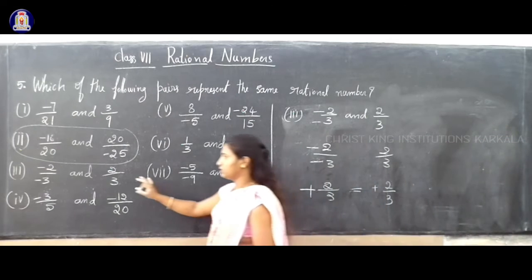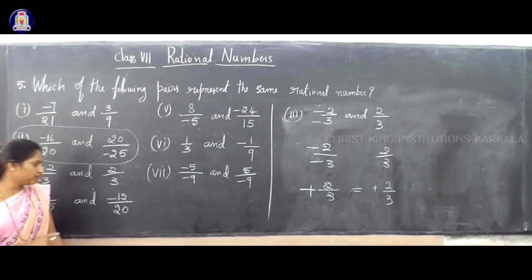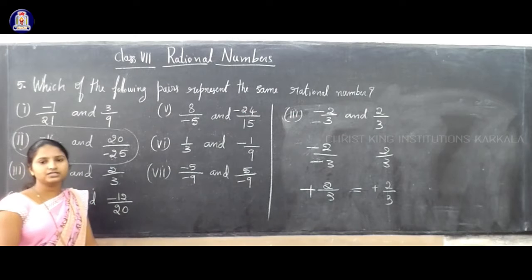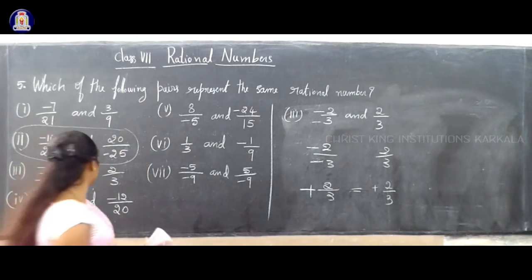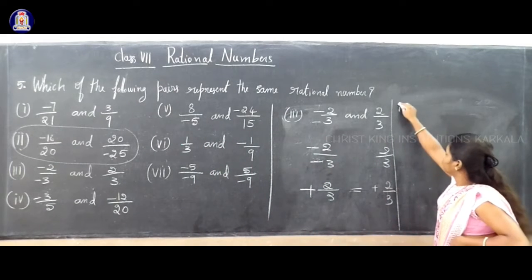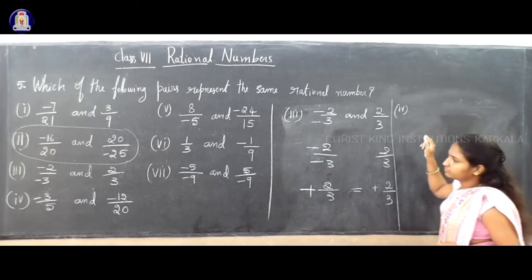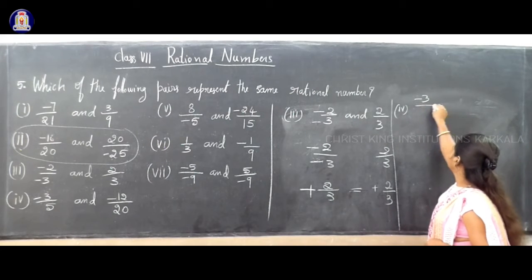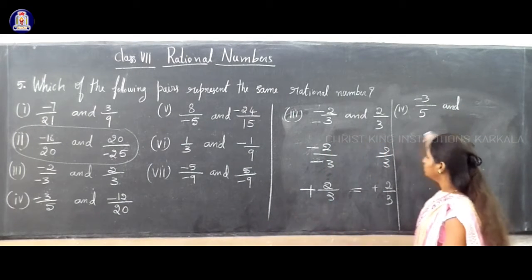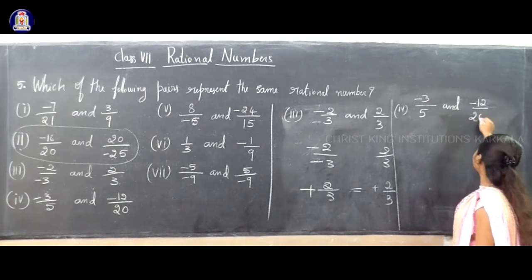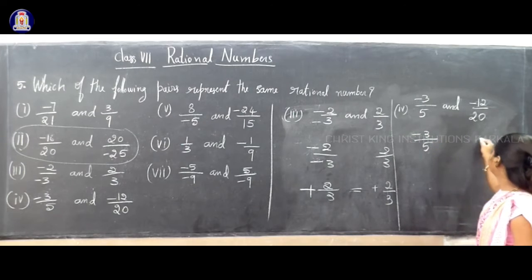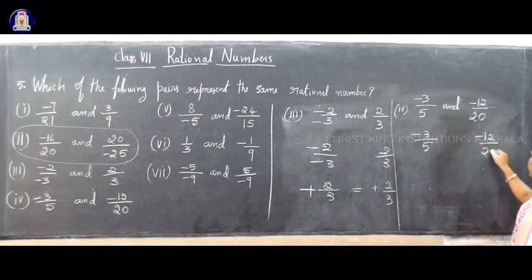The third question also represents the same rational number. So remaining is the fourth question. See the question: minus 3 by 5 and minus 12 by 20. The fourth question is minus 3 by 5 and minus 12 by 20. Now let's simplify.